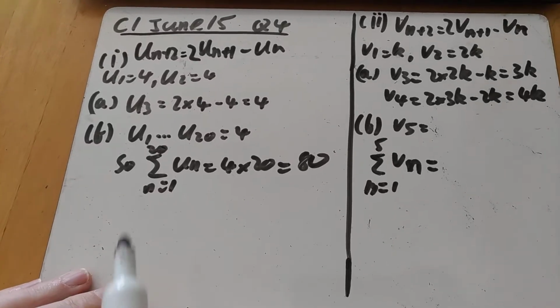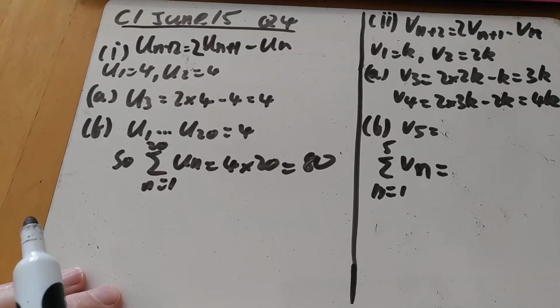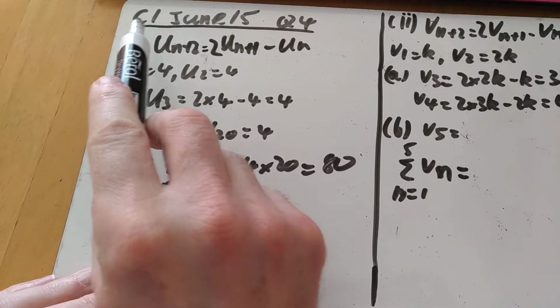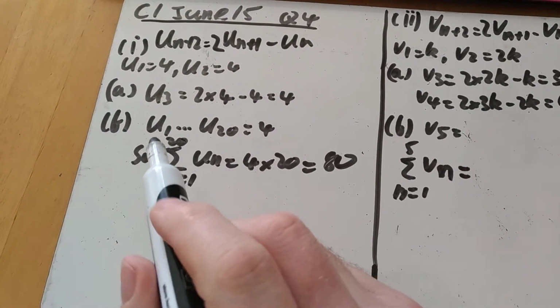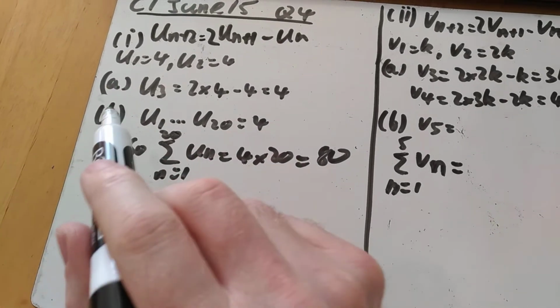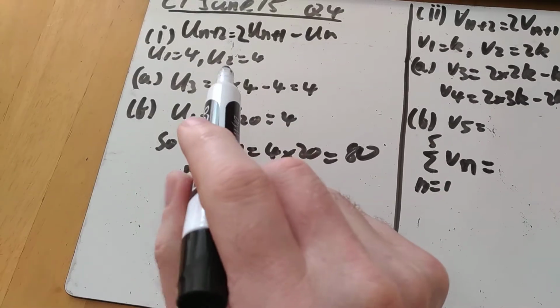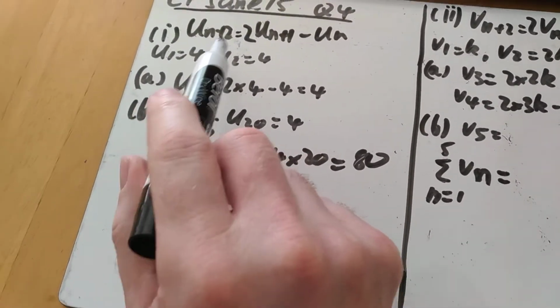Hi there, we're going to look at one of the past paper questions as set for homework. We're looking at the Core 1 paper, June 2015, question 4. It's a sequences question, but it's not an arithmetic one. It's a recurrence relation one, a bit like a Fibonacci type sequence.